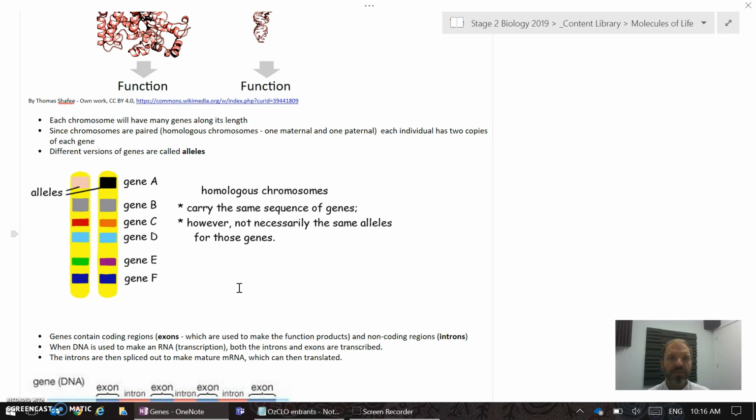And these alleles are where we get our information for Punnett squares and that classic Mendelian genetics of inheritance, depending on which copy of the gene you get from which parent. So alleles are just different versions of the same gene. Homologous chromosomes have the same genes in the same locations.